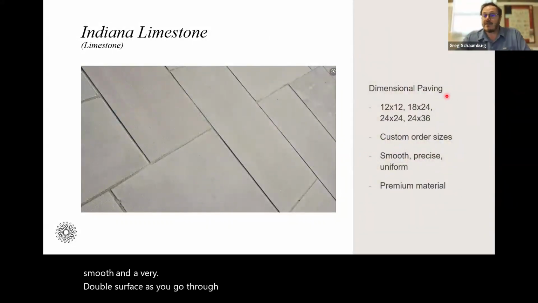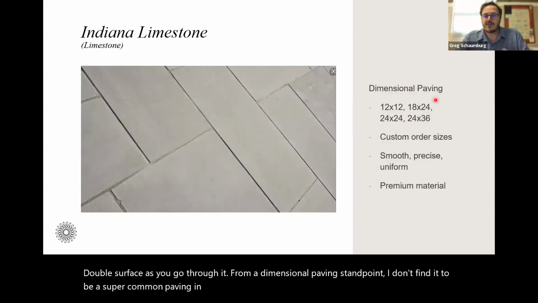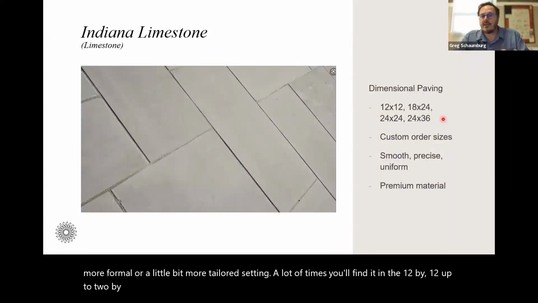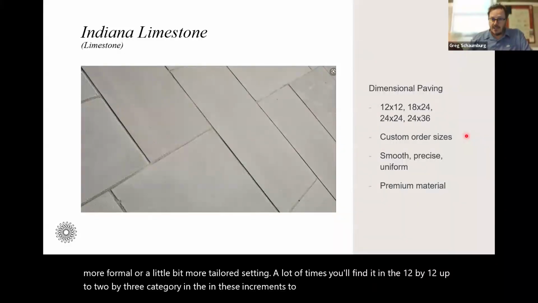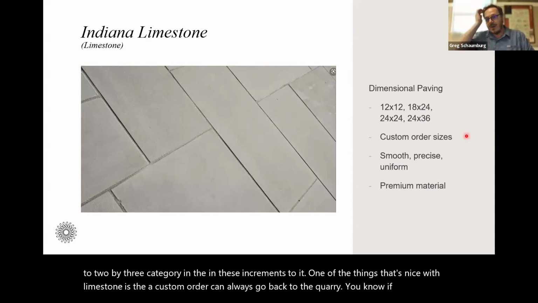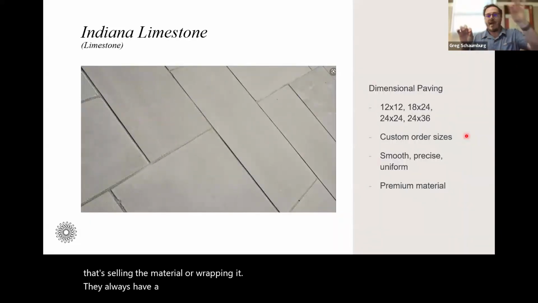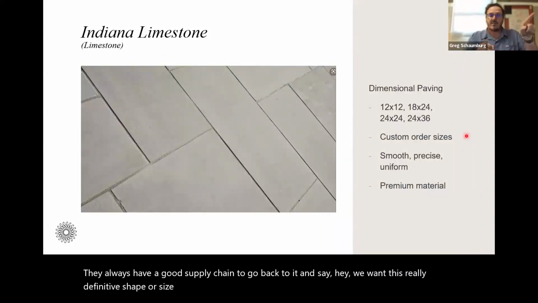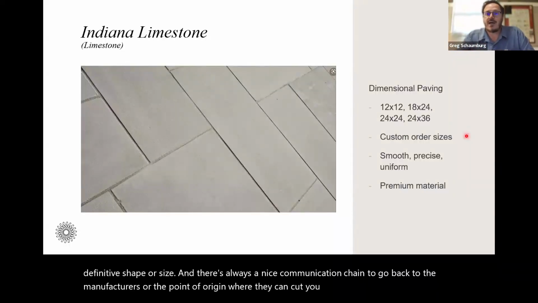From a dimensional paving standpoint, I don't find it to be a super common paving in every garden, but when you do see it, it's generally in a more formal or tailored setting. A lot of times you'll find it in the 12 by 12 up to 2 by 3 category in these increments. One of the things that's nice with limestone is a custom order can always go back to the quarry. Somebody selling or repping the material will always have a good supply chain to go back to and say, hey, we want this really definitive shape or size. There's always a nice communication chain to the manufacturers or the point of origin, who can cut you that specific shape and size.